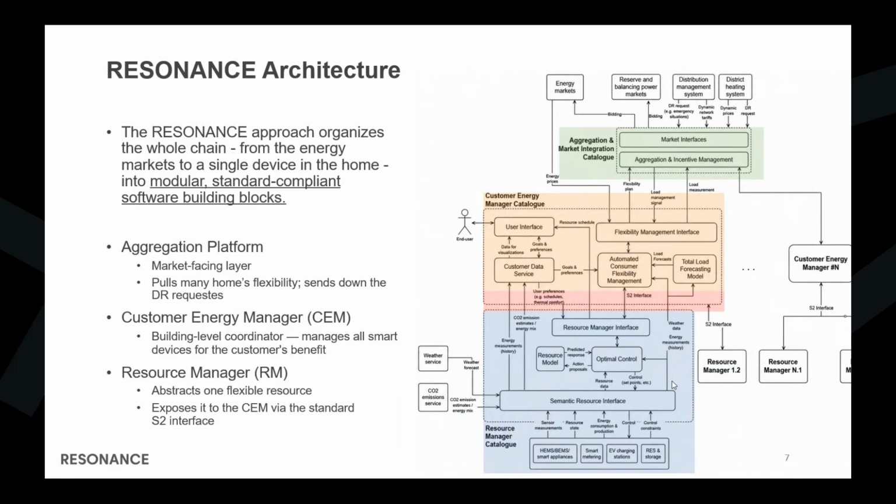And the pure role of the resource manager is to turn a physical device into a controllable, predictable, flexible resource that the SAM can plan with. To do that, the resource manager has to include components such as the resource model and optimal control model, which are then used to provide the information to the SAM, such as the baseline power forecast or flexibility it can offer.